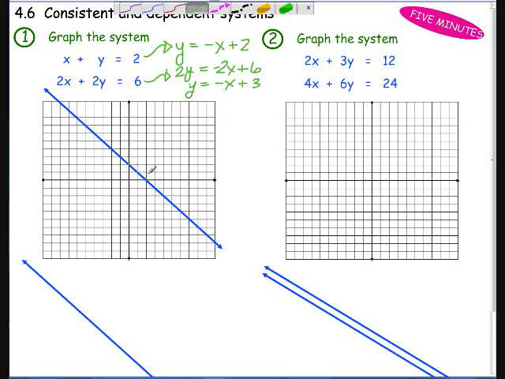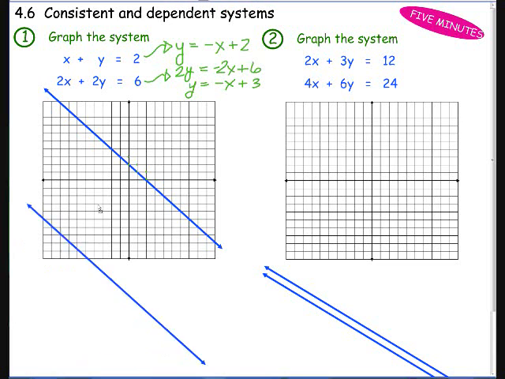So what does that tell us about these two lines? The graphs of these two equations are two parallel lines. They will never meet. So if we were thinking about a solution here, how many solutions will we have? 0. Let's try graphing this.